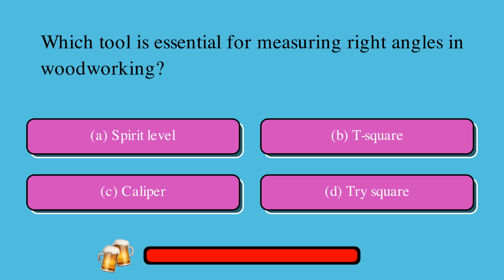Which tool is essential for measuring right angles in woodworking? Is it A. Spirit level, B. T-square, C. Caliper, or D. Tri-square? The correct answer is D. Tri-square.